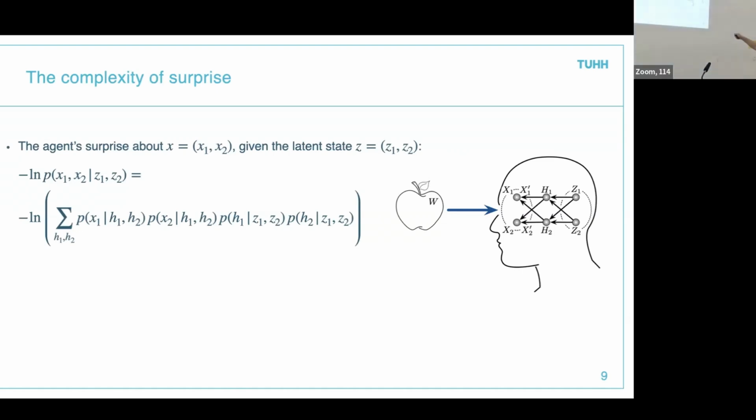If you have a hidden layer, the surprise about the full sensory input has this structure. It's quite complicated. And for the system, in order to evaluate the surprise, to use it as a learning signal for the generative and recognition network, the system has to come up with an idea to evaluate this quantity, but it's quite complicated. So there's no way to do this.